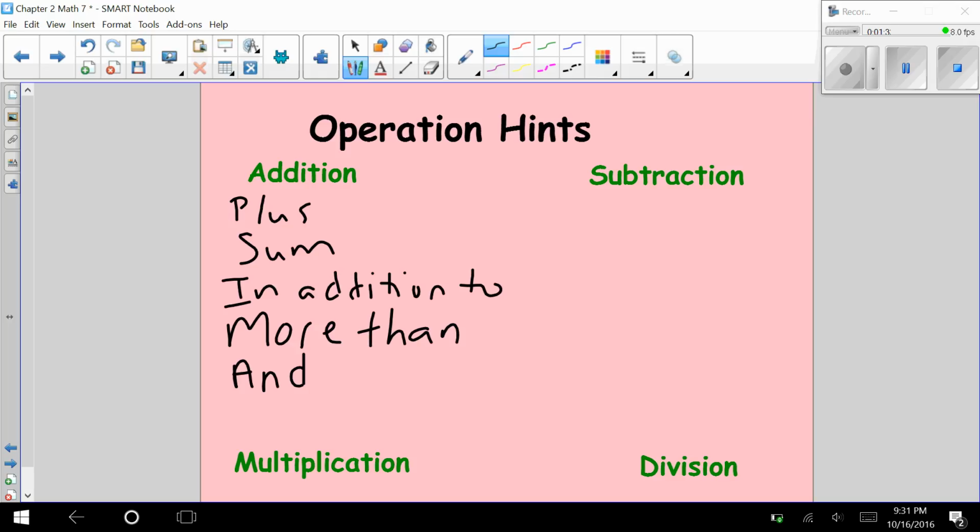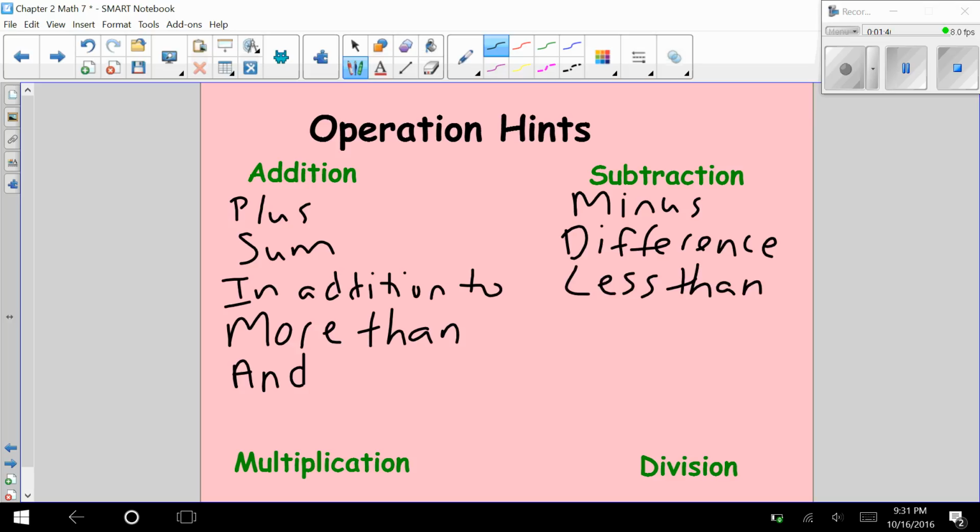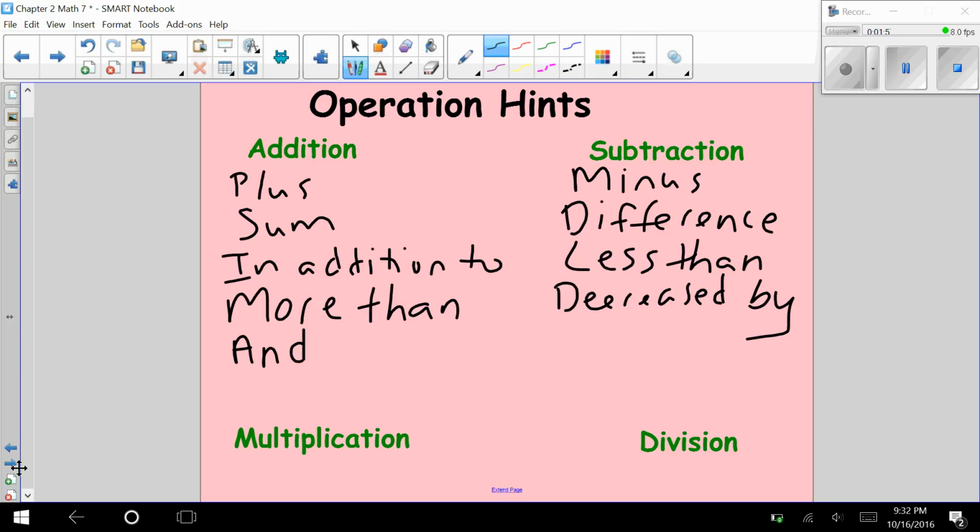For subtraction, a few things we can use. We can use minus. We can use difference. We can use less than. We can use decreased by. And many others. These are just a short list.